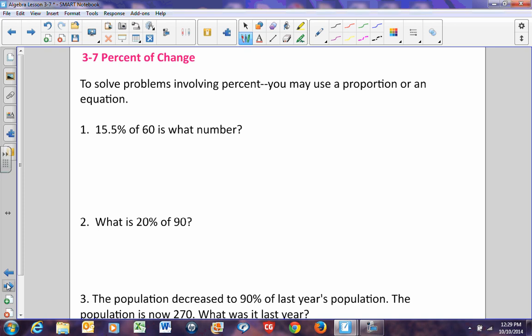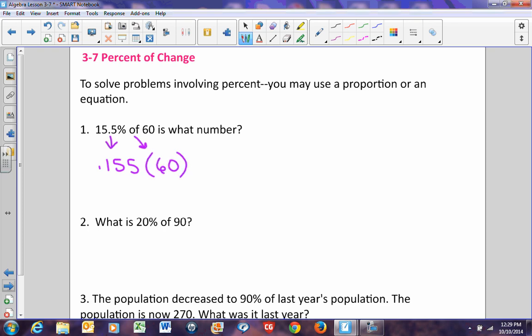I will show you how to do both of these because some of you are going to like a proportion better and some of you are going to like an equation better. So let's start off with this. I'm going to change this to a percentage, an equation first. 15.5%, I'm going to change that to a decimal, so it's 0.155. Of means multiply, so times.